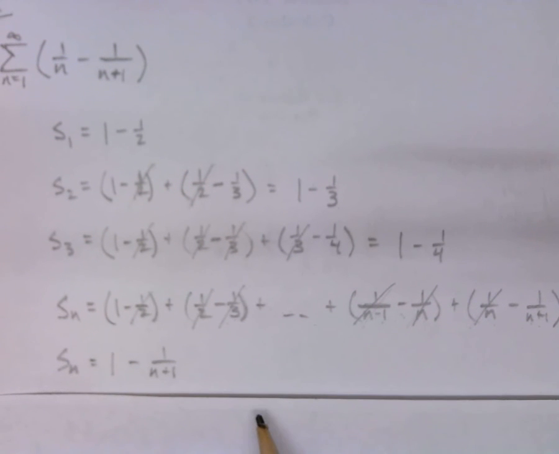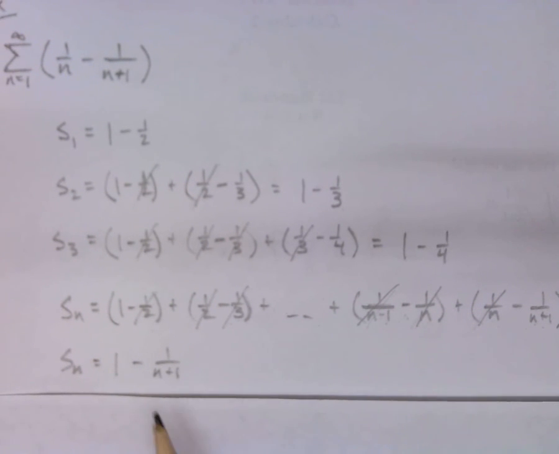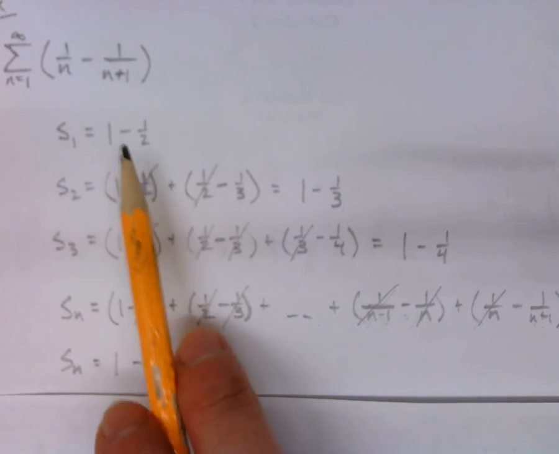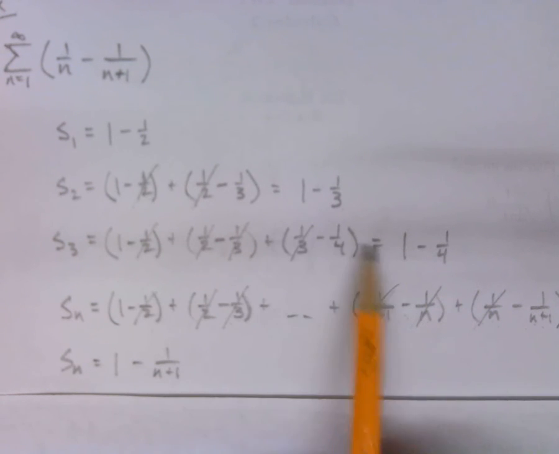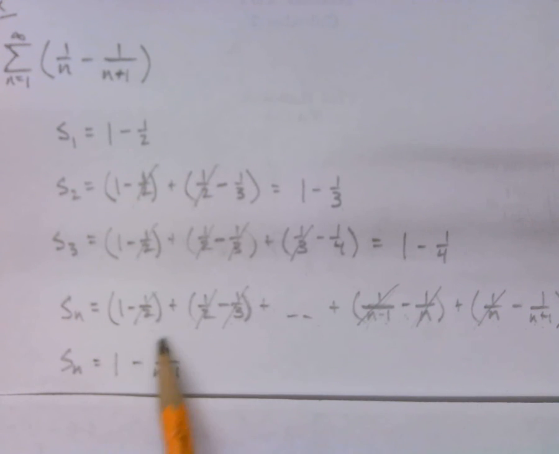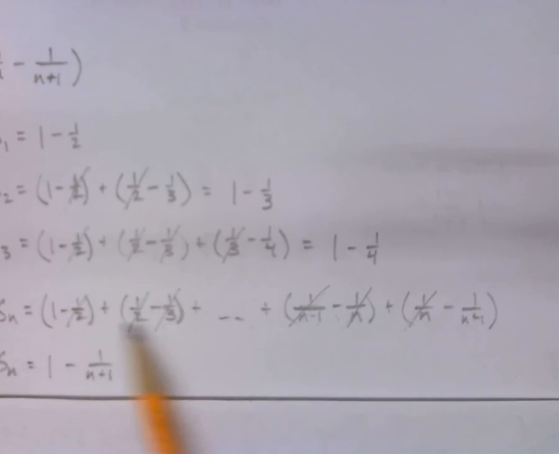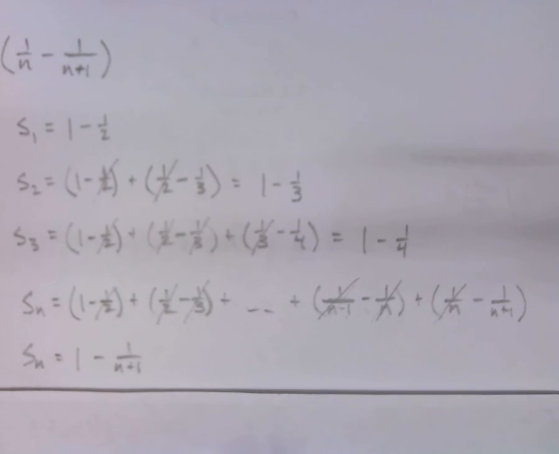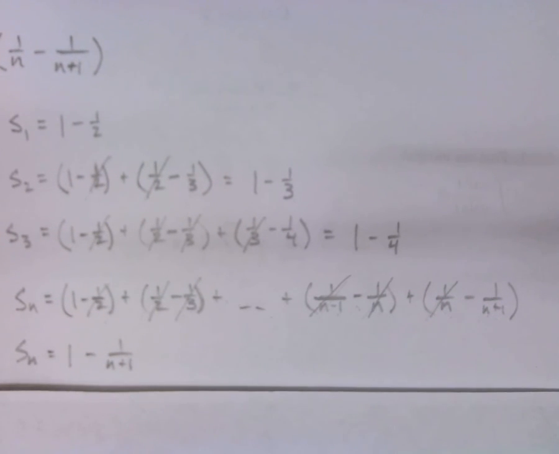I bet some or most of you could have guessed this pattern by looking at 1 minus a half, 1 minus a third, 1 minus a fourth. Maybe you could have figured this fraction out here. In any case, doing it this way really verifies that you did it right.